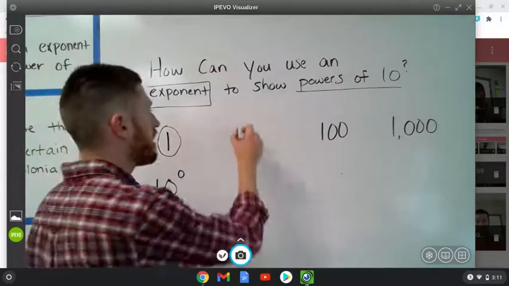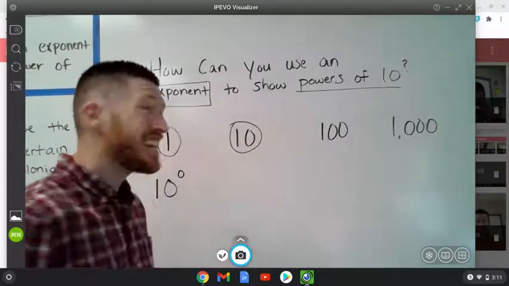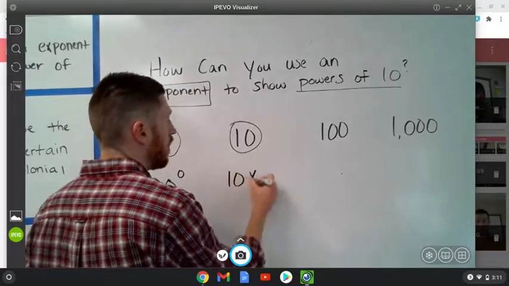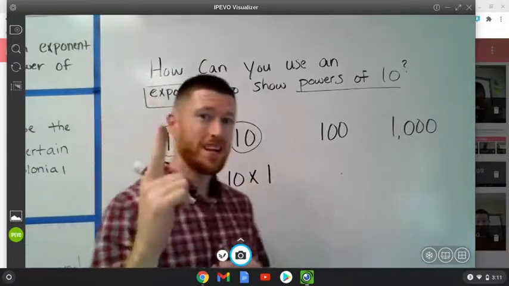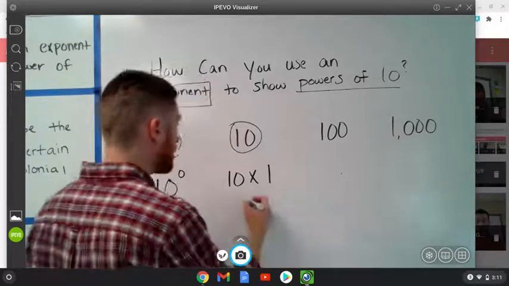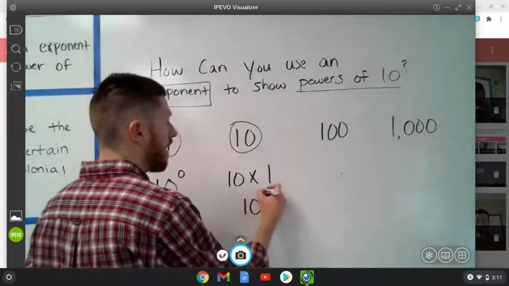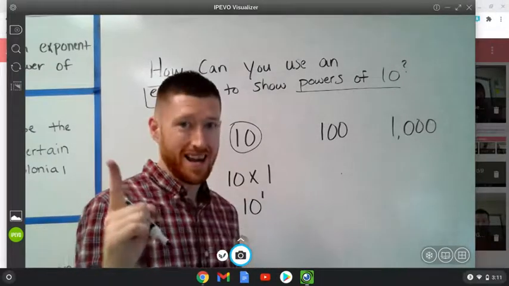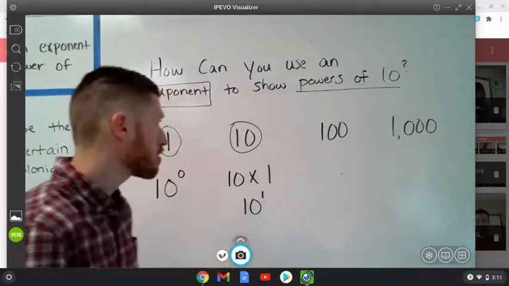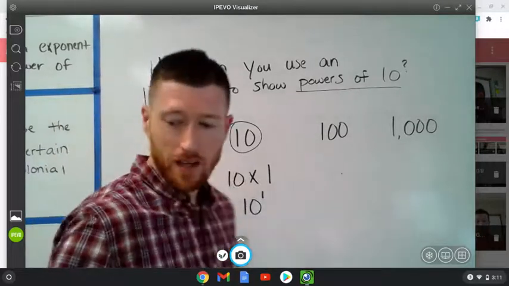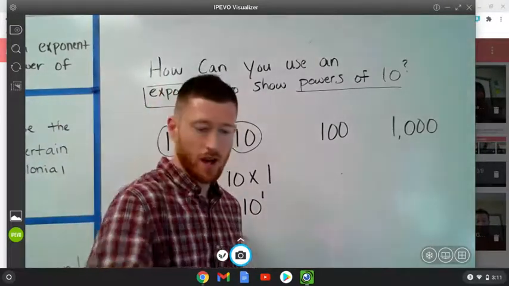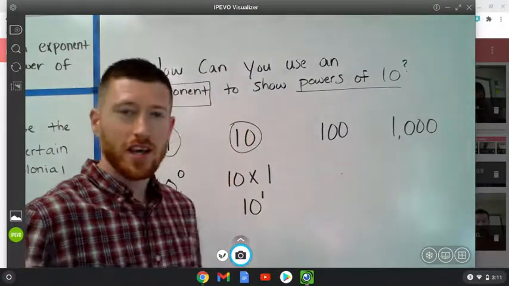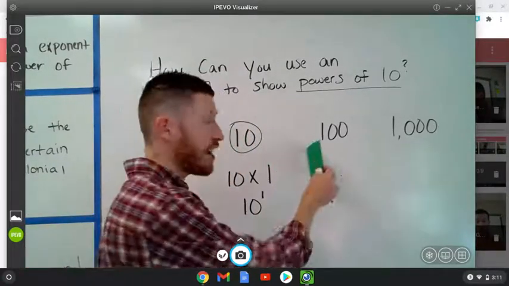So now let's think about the number 10. To get 10, you need to multiply 10 times 1. Just 1 power of 10. So that can be represented as 10 to the first power, meaning you're just multiplying 10 one time. So 10 to the first power equals 10, and that can be represented with a tens rod. This was worth 10.